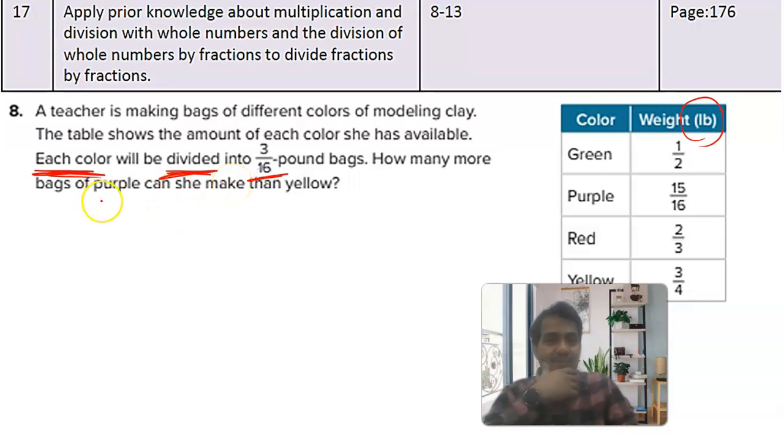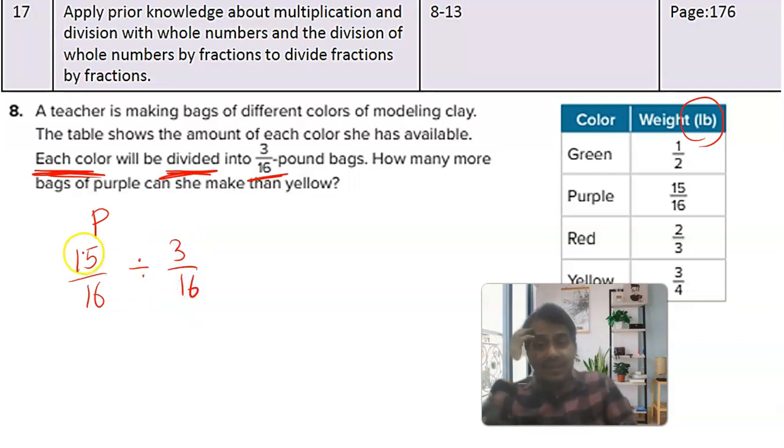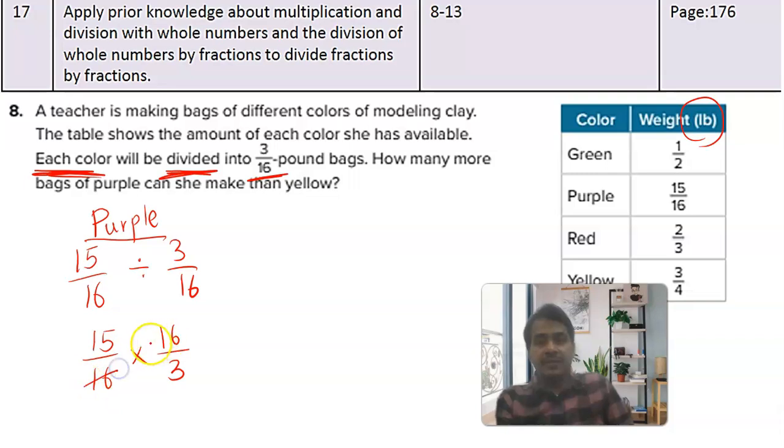So let's take the bags of purple. Purple is 15 by 16, and I'm going to divide by 3 by 16. You have to use the idea of keep, change, flip. So 15 times 16 by 3. 16 cancel. 5 bags you will get. When you divide it by 3 by 16, you get 5 bags of purple color.